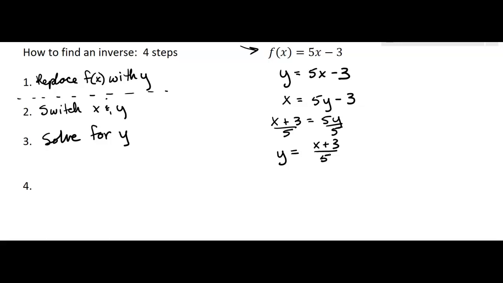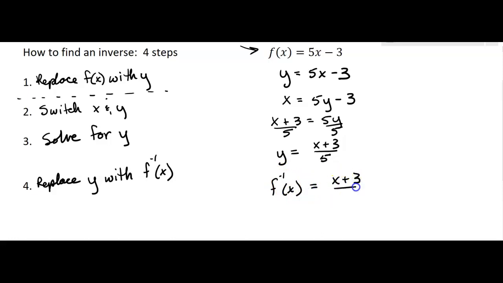And then the last step is you replace y with f inverse of x. So you put it back in function notation, but it's the inverse. So it's f inverse of x equals x plus 3 over 5. And so that's the inverse of the function that they gave us.